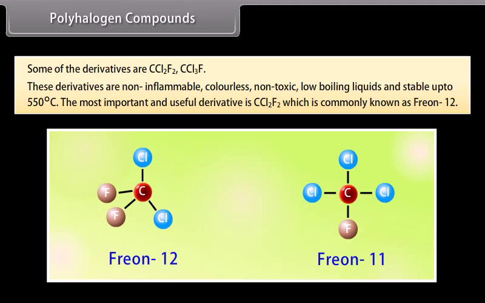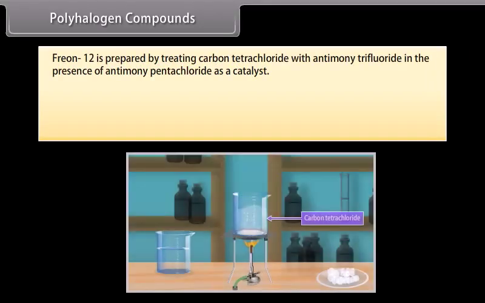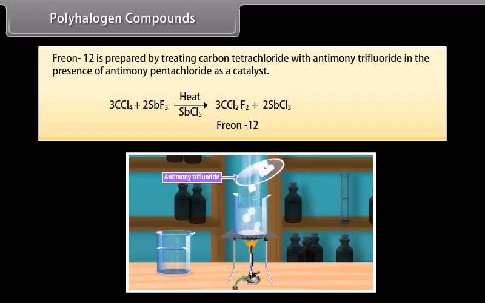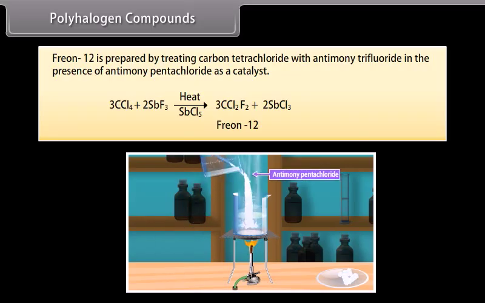The most important and useful derivative is CCl2F2, which is commonly known as Freon 12. Freon 12 is prepared by treating carbon tetrachloride with antimony trifluoride in the presence of antimony pentachloride as a catalyst. In carbon tetrachloride, mix some antimony trifluoride in the presence of antimony pentachloride and then Freon 12 is produced along with antimony trichloride.